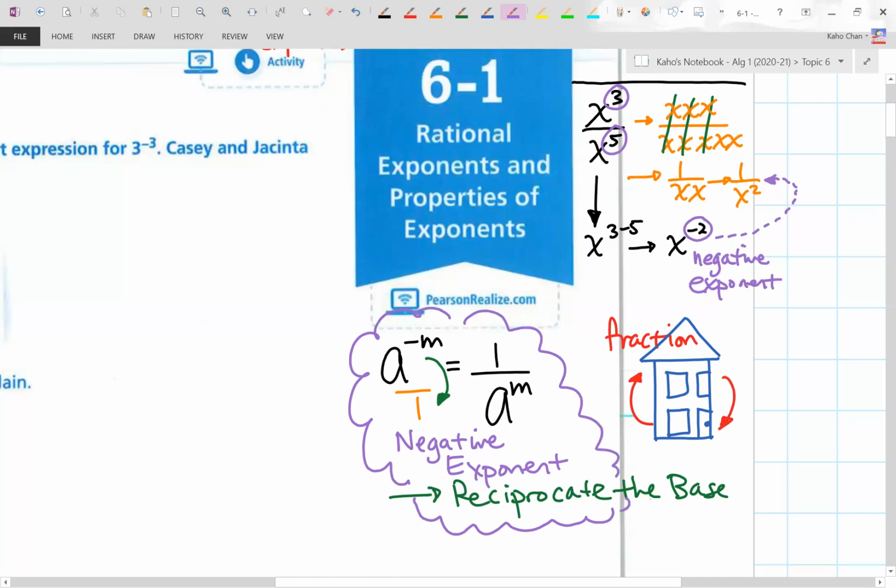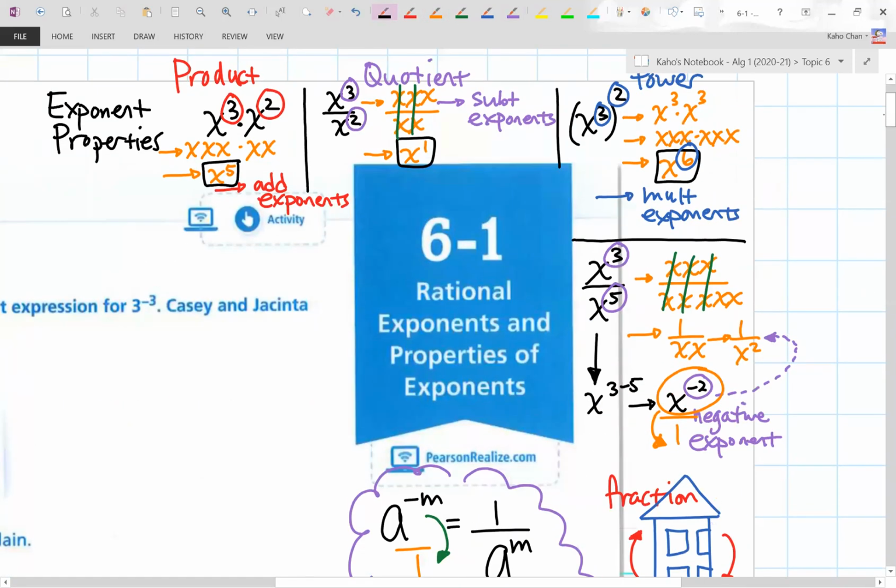Negative does not mean it's a negative answer. Okay, keep that in mind. So literally, that's what happened up here. You were literally moving it downstairs or in the denominator. And that's how we got this as an answer when we expanded x to the third divided by x to the fifth.